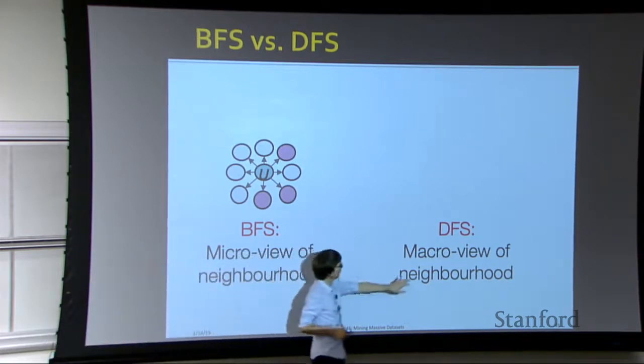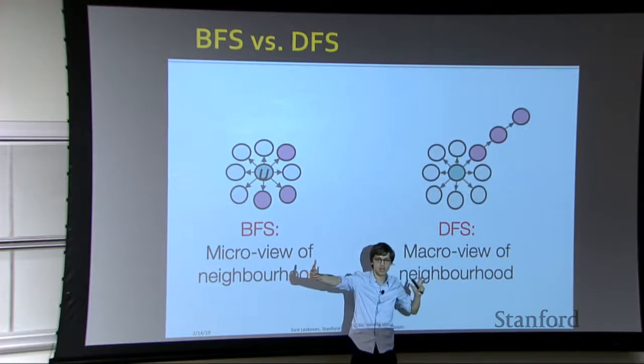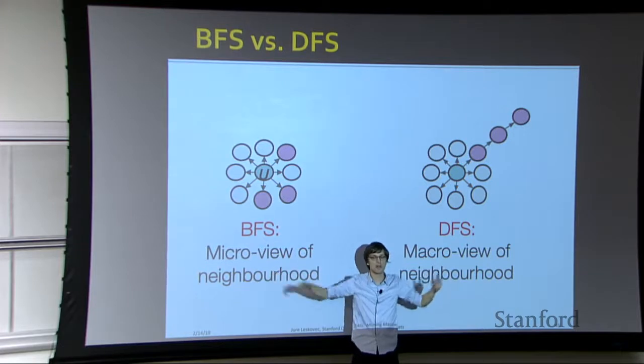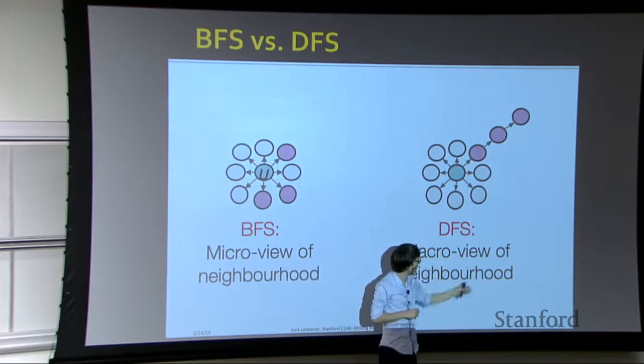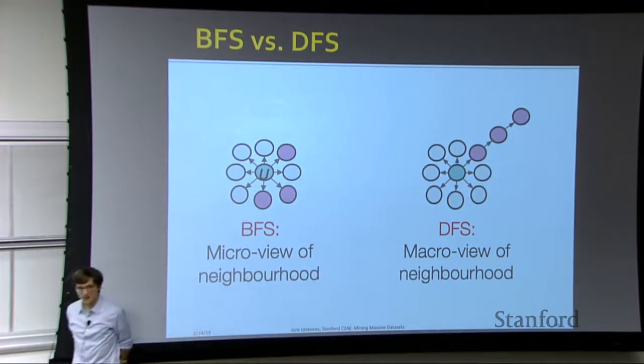And then if you do more depth first search, you will get more of a global picture of the network, where you will say, what are the nodes that are super far away from one another, right? So this will give you more macroscopic view. This will give you more localized microscopic view.